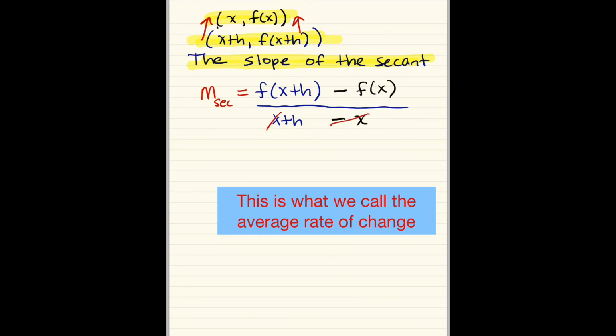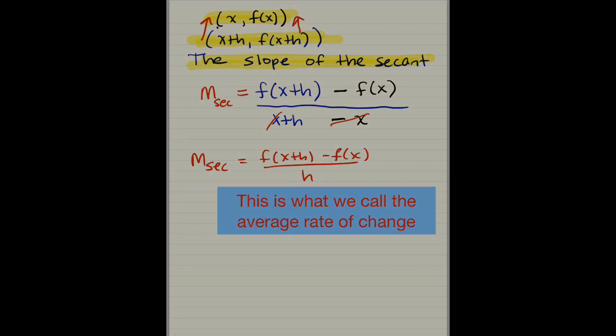So the slope of the secant line, which is sometimes denoted in calculus books just the way I just wrote it, is going to be this guy right here. And this is what we call the average rate of change.